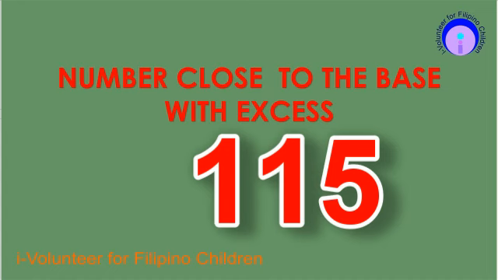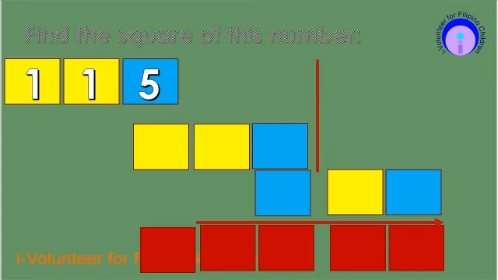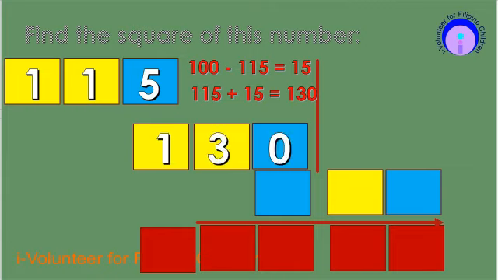Another example is a number close to the base with extra digits, but this time it is more than one digit. Like, for example, in 115 there are 15 units more than the base 100. This will be added to 115, so 115 plus 15 is equal to 130.